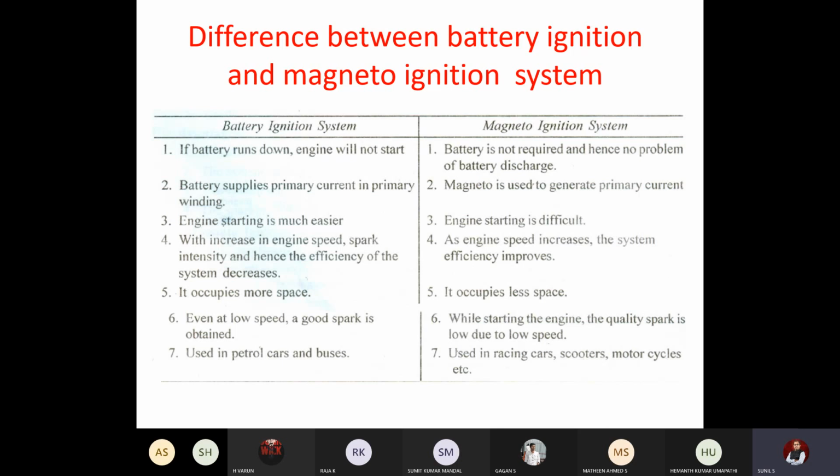In the battery ignition system, engine starting is very much easier as compared to the magneto ignition system. In magneto, there should be some winding mechanism, or there should be some kicker to start the vehicle. External energy should be put, okay, and the vehicle has to be started. Whereas in the battery ignition system, you can start the vehicle easily, comparatively.